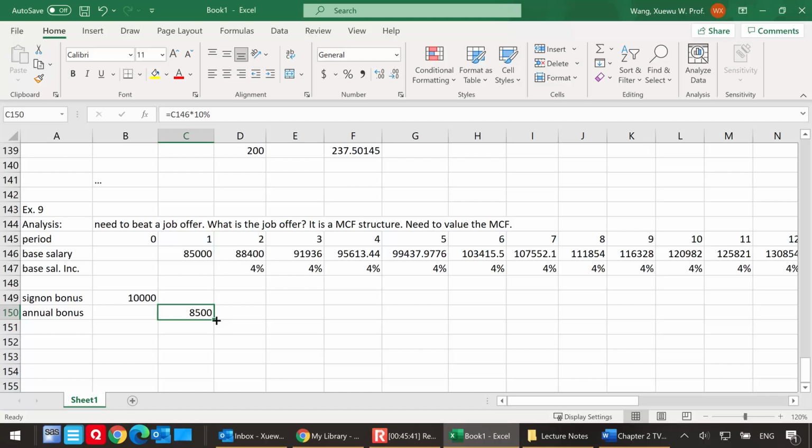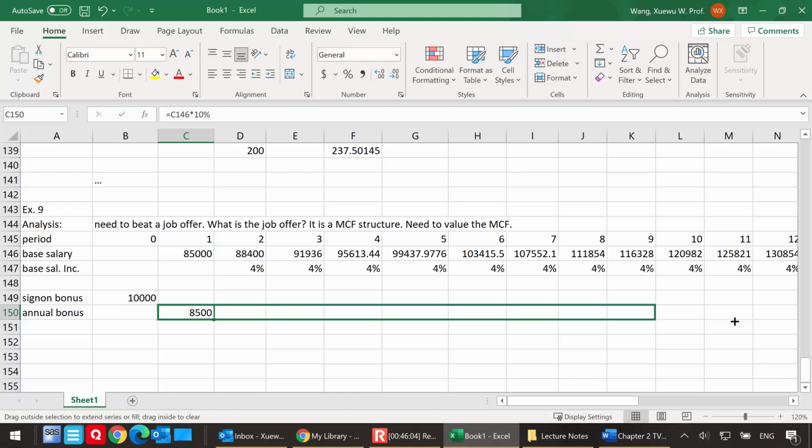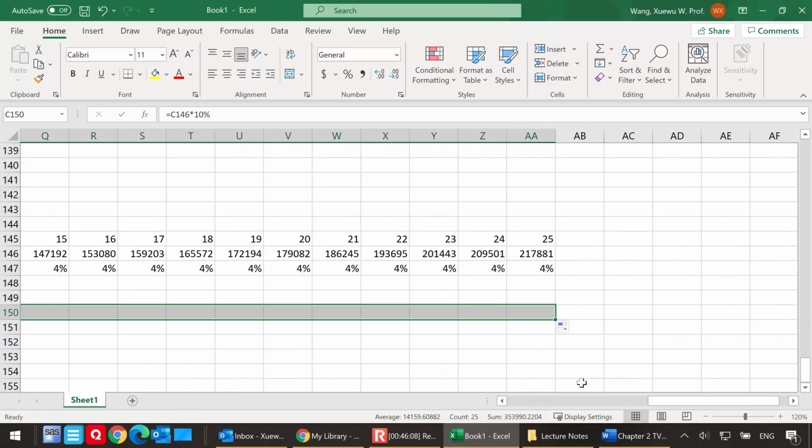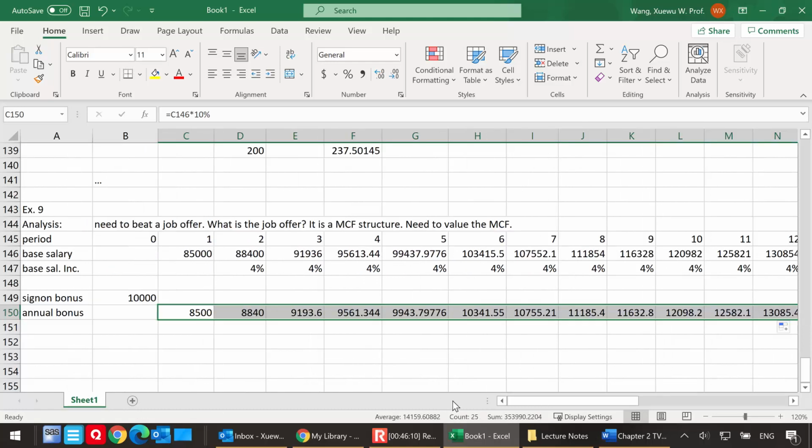We're talking about an assistant investment banker. If you're talking about the CEO of a Fortune 500 company, then the compensation structure is a lot more complicated. You're talking about stocks, options, option awards, restricted stock units, and a lot of other perks as well. Okay, so I can copy this annual bonus across for all the 25 years. All right, so these are all the numbers that follow.